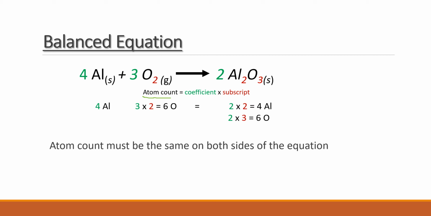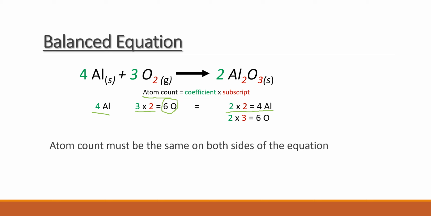So the work is shown below. You can see there are 4 aluminum atoms on the reactant side. When you take the coefficient times the subscript on the product side for aluminum, you also get 4 atoms of aluminum. For oxygen, you take the coefficient of 3 on the reactant side, multiply it by the subscript of 2 after oxygen, and you get a total of 6 oxygen atoms.